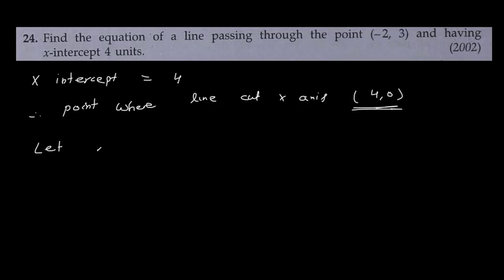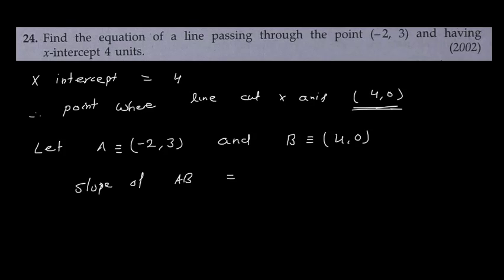So I will say let A is, we have minus 2 comma 3 and B. So for coordinate we generally use these 3 lines. This indicates that we are talking about coordinate of point B, and coordinate of point B is this 4 comma 0. Now the line is passing through AB, so we have to find equation of AB. So first we will find what is slope of AB. So slope of AB is 0 minus 3 upon 4 minus minus, it will become plus. So it is minus 3 upon 6. This is minus 1 upon 2. So this is slope of AB.